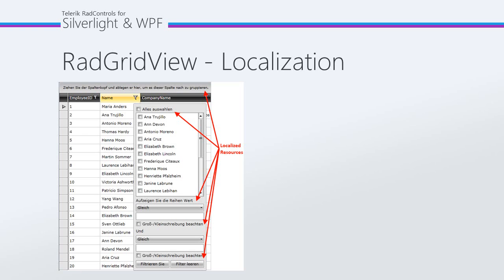So Telerik understands how important this is to your customers, and the RadGridView has built-in localization. As you can see from the image below, these items are a sample of localized resources. As you can see, the different filtering and sorting items highlighted in red. Let's go ahead and convert our existing application from English to Spanish.